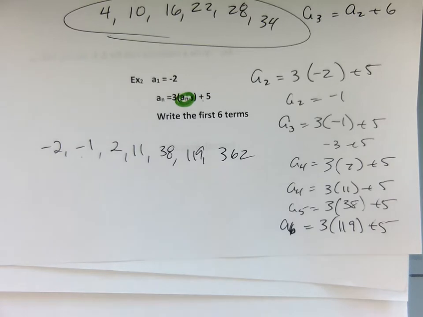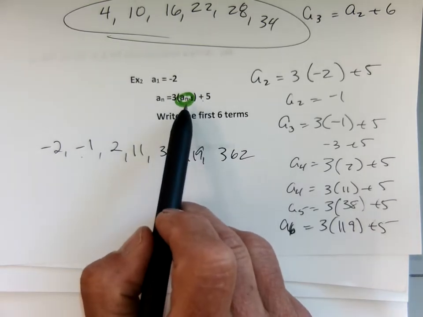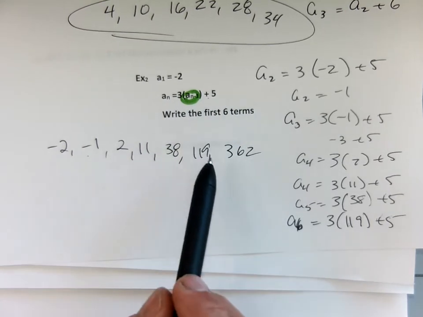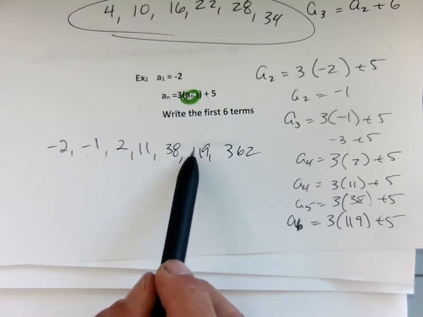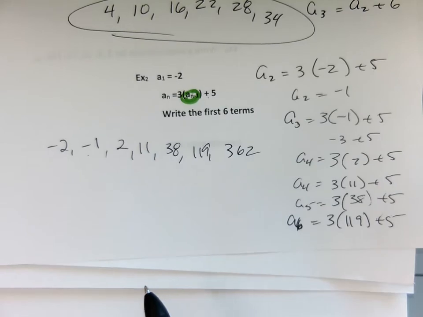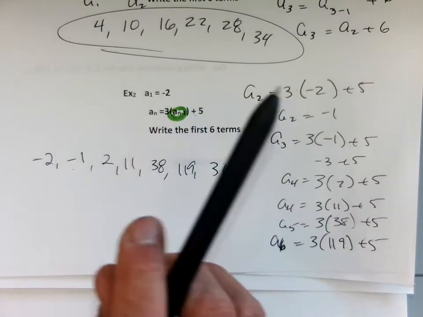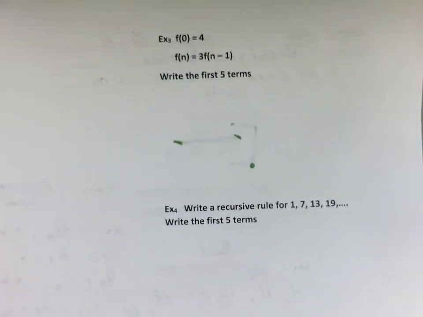Good. So when you see that a to the n minus 1, it really means take the term you just wrote down, the previous term. Take the term you just did and do something to it, okay? You have to know where to start, and then take it and do what the formula tells you to do, okay? All right, turn the page.